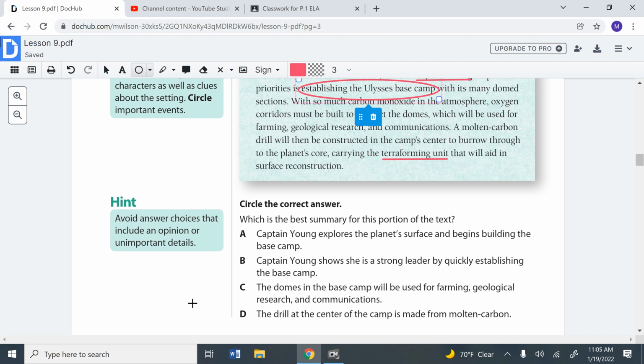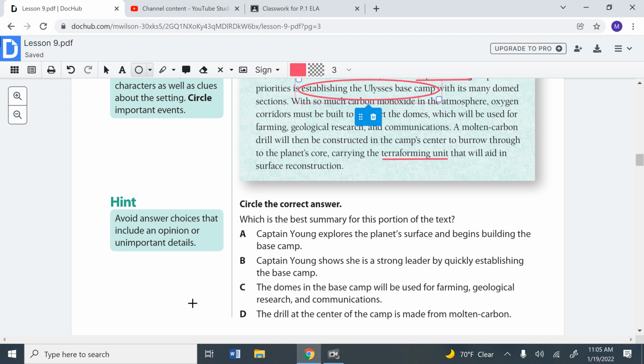Well, I see two answers that I might be stuck with. So I'm going to do what's called process of elimination. Let's look at D. D doesn't really make any sense because it's an unimportant detail and it's not even important in the events of the story. And I could say the same for C. But B looks like it might be a good answer.